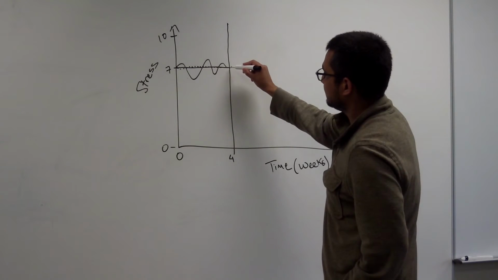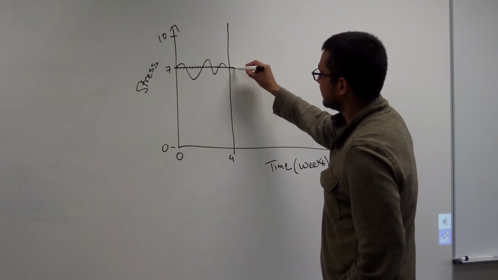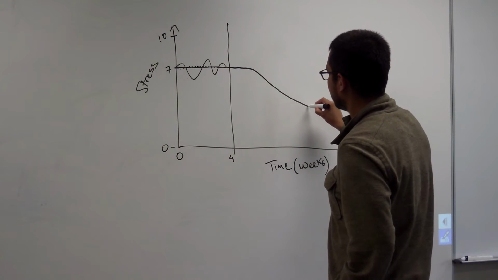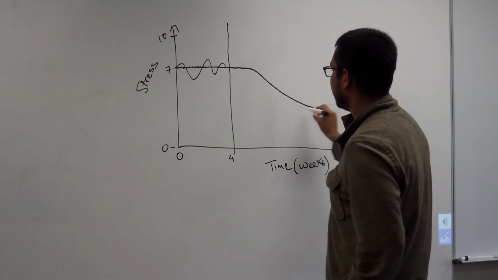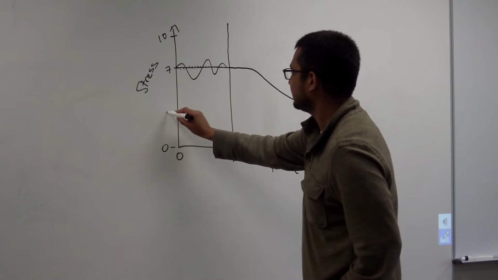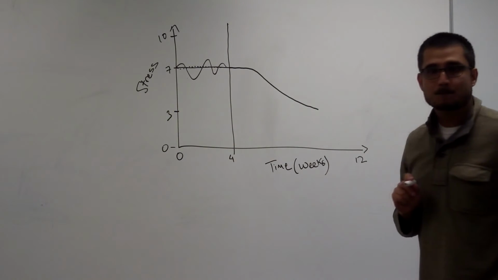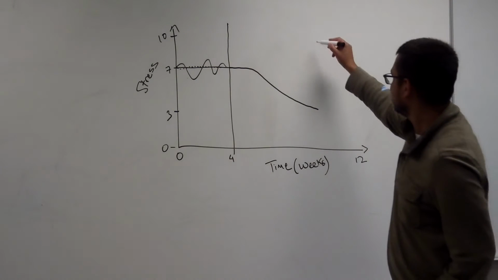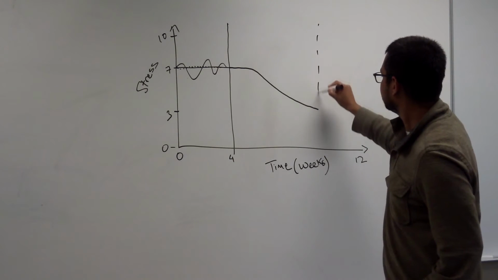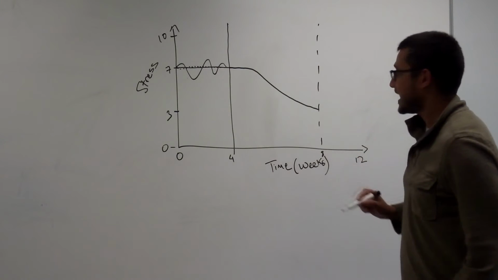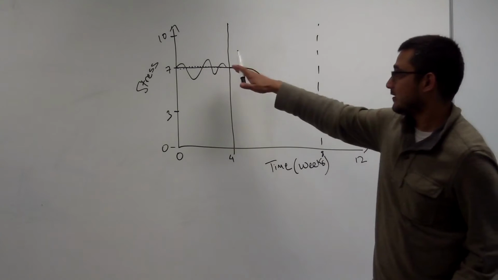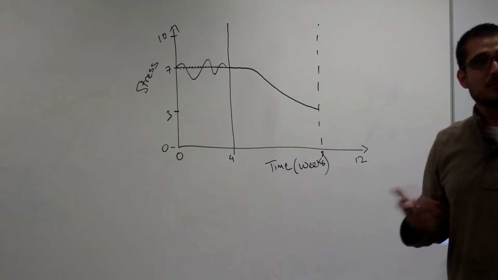So now, let's say stress begins to decline. At this time, it's like 3 or something. Right? What would you conclude after, let's say, 8 weeks? The stress level has gone from 7 to 3. You would be pretty happy about it.